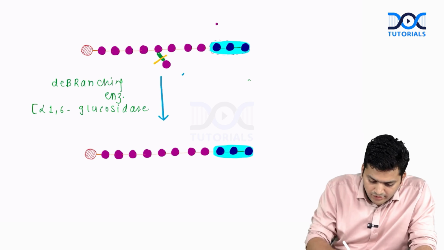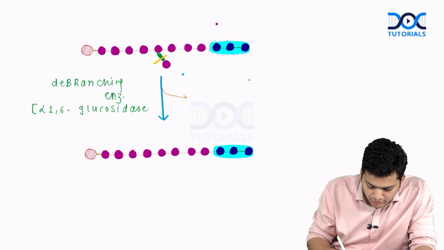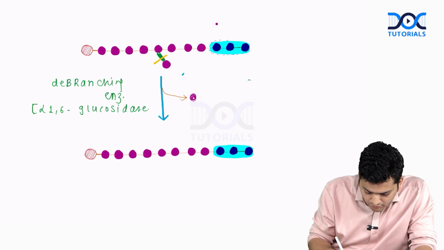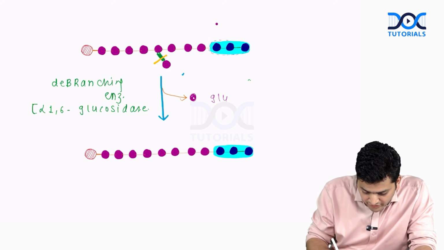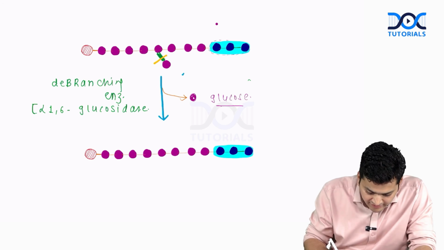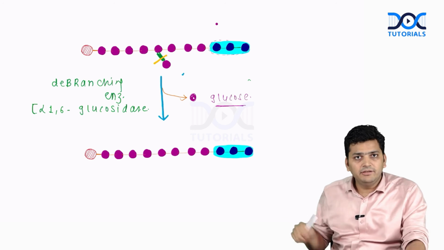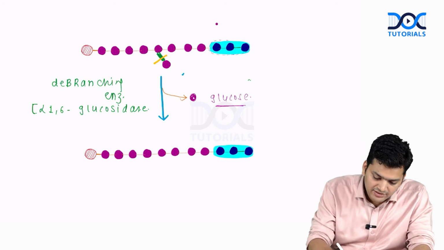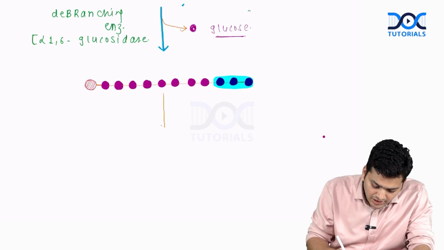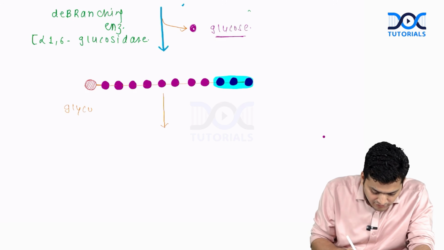The moment you cut it from here, this molecule will separate out. And this molecule which is separating out is in the form of glucose. It is not glucose 1-phosphate, it is glucose. Now again you have the linear sequence, and once you have the linear sequence, which enzyme will come and start cutting again? The glycogen phosphorylase.